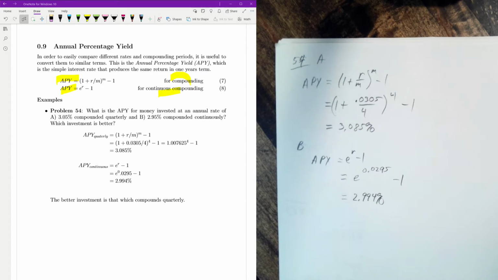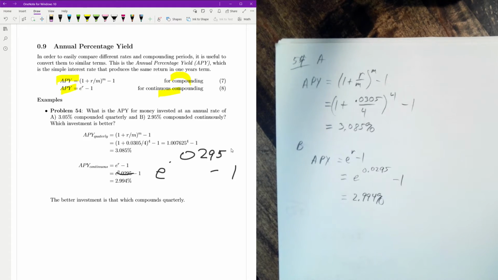Now, let me correct my typo. Sorry. So we've got a typo right here. This should be e to the 0.0295 minus 1. Okay. Doing that calculation, you end up with the 2.994%.